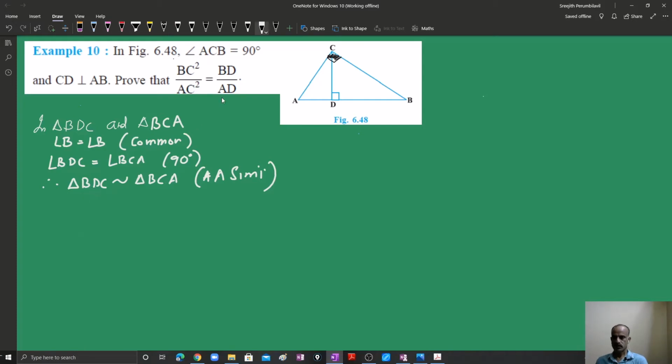Now, we need BC square. Is there any BC? Okay, BC divided by AB is equal to BD divided by BC. Cross multiplying, BC square is equal to AB into BD, relation number 1.